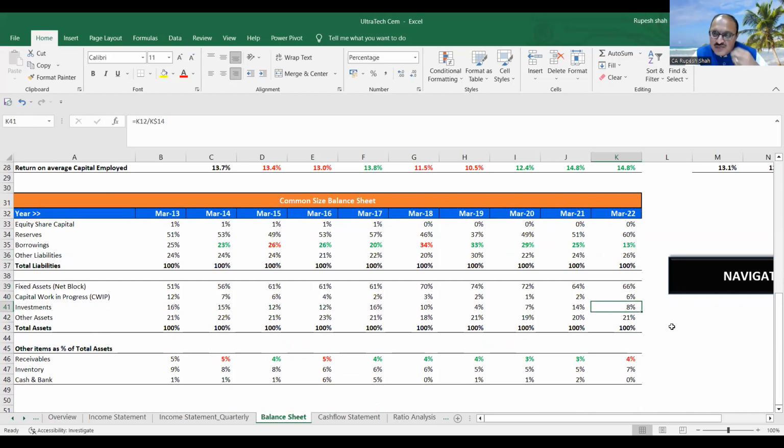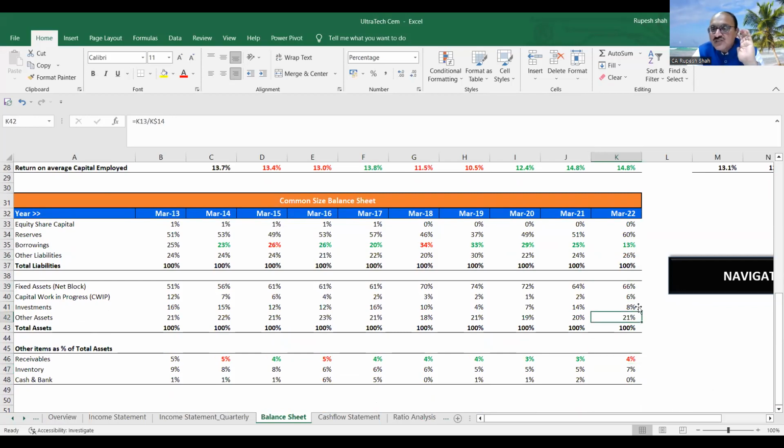Investment is 8%, that means they have some amount of surplus money, and their current assets are consuming 21%. Interesting part is what? My current assets, only receivables are 4%, and my inventory is only 7%. So it is not a high working capital driven organization, right? It is more a fixed asset driven organization.